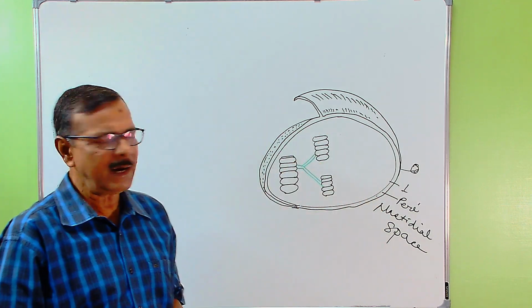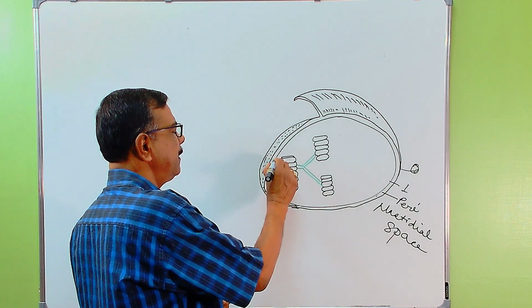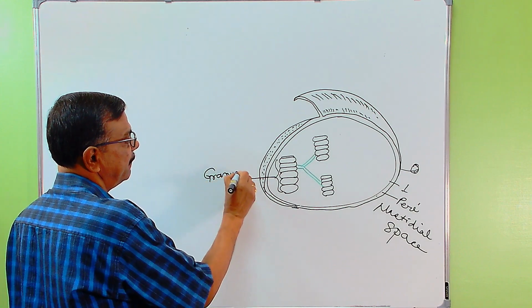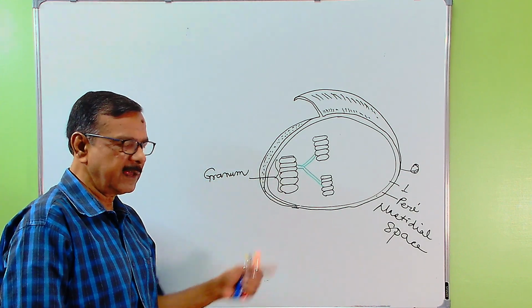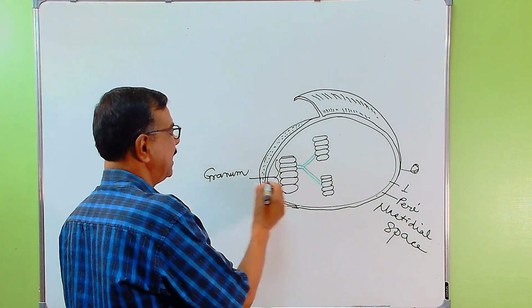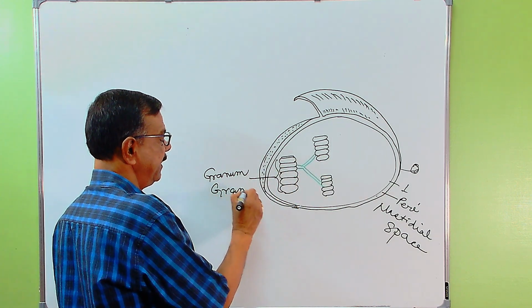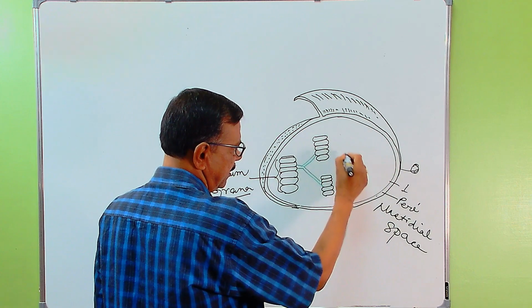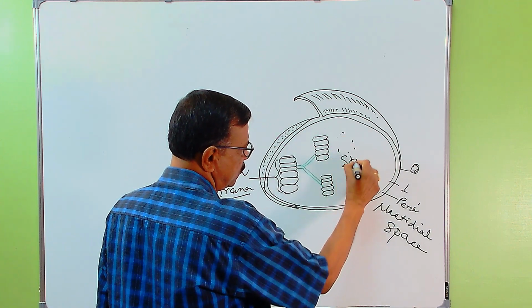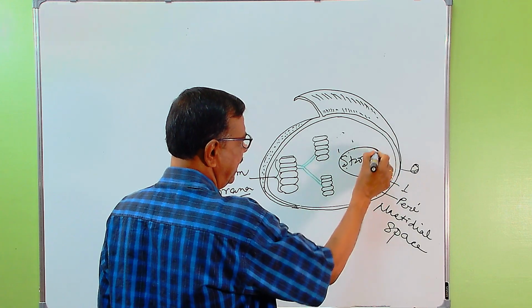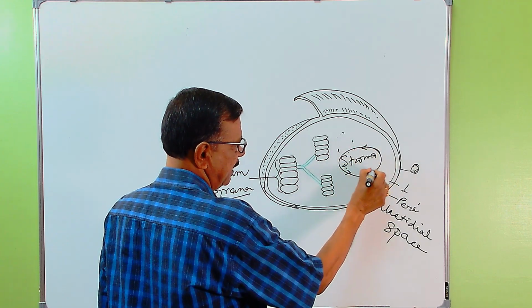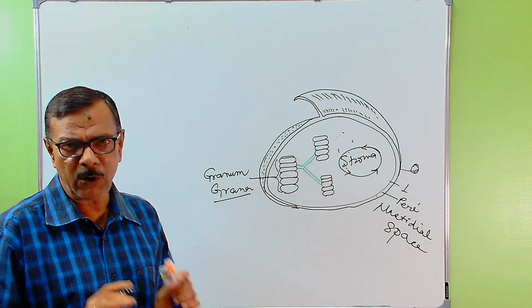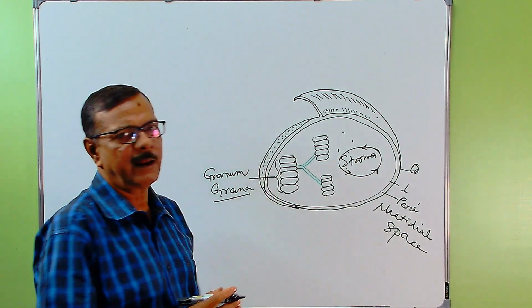It is divided into two parts. Mainly, these are called granum, G-R-A-N-U-M. Individually these are granum. One, two, three collectively are called grana, G-R-A-N-A. This portion full of fluid is known as stroma. Here the Calvin cycle goes on. And in the grana, so long we have been knowing that the light phase goes on.